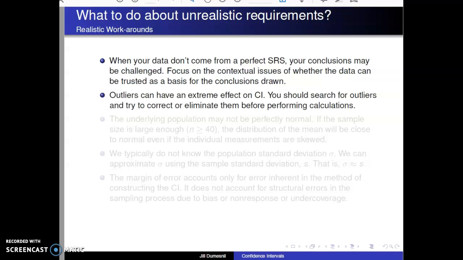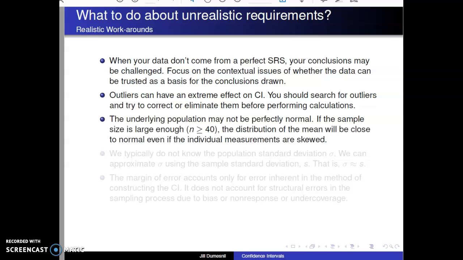Outliers can have extreme effects on confidence intervals. You should search for outliers and try to correct or eliminate them before performing calculations. The underlying population may not be perfectly normal. If the sample size is large enough, and a sample size n greater than or equal to 40 is big enough, then the distribution of the mean will be close to normal even if the individual measurements are skewed.